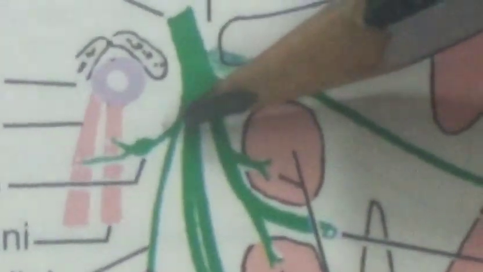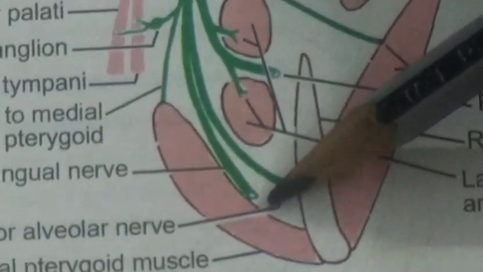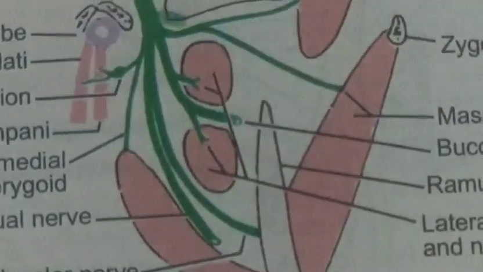From the posterior division, we get the lingual nerve, inferior alveolar nerve, and also the auriculotemporal nerve.